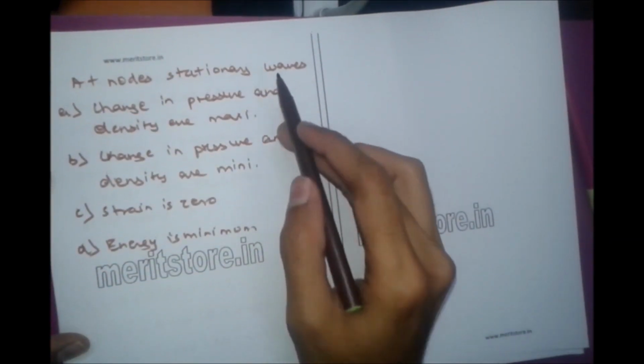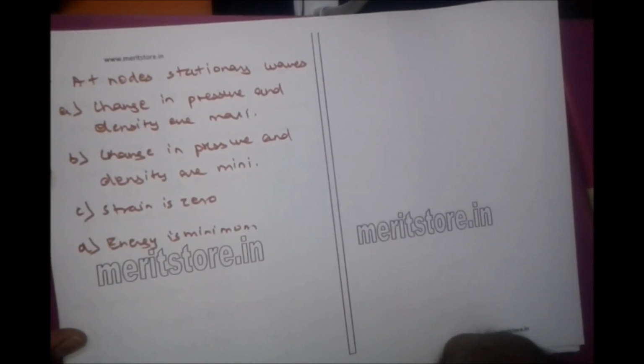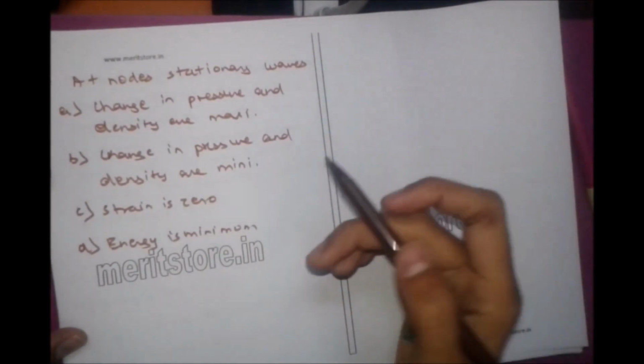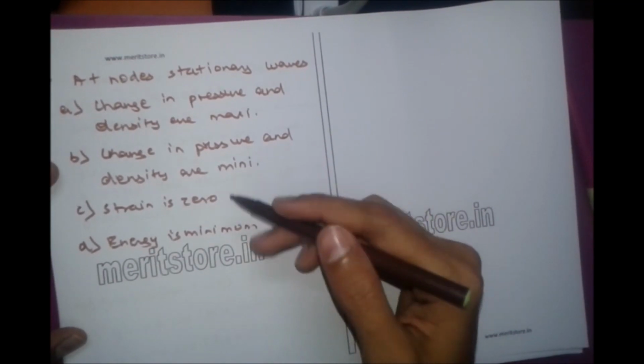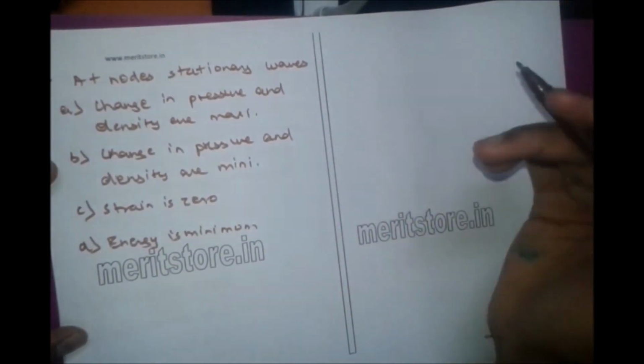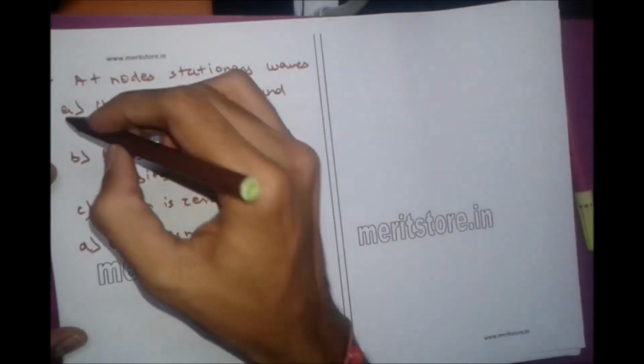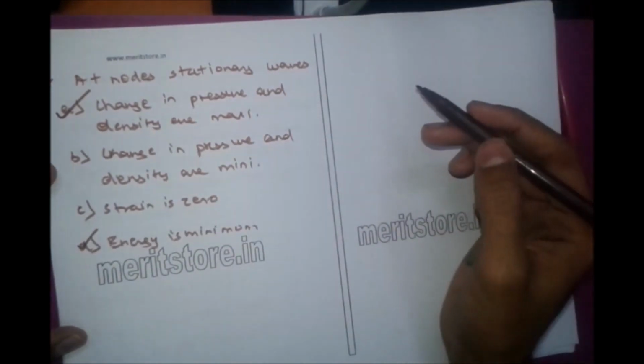At nodes in the stationary wave, change in the pressure and density is maximum, change in the pressure and the density is minimum, strain is 0, or the energy is minimum. Basically at the nodes of a stationary wave, the energy is minimum, and also the change in pressure and density is maximum over there. So hence we have two correct options over here, A and D.